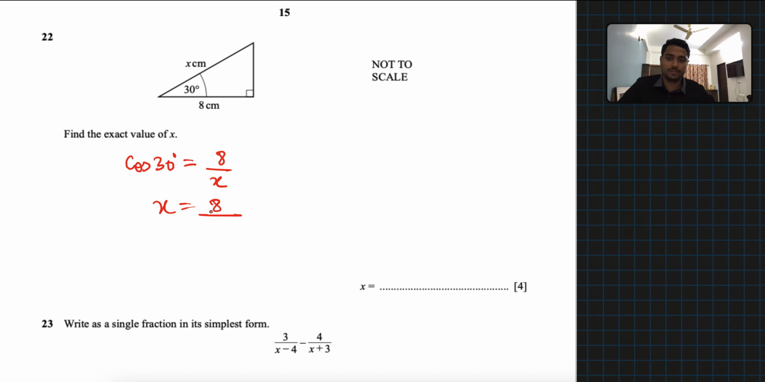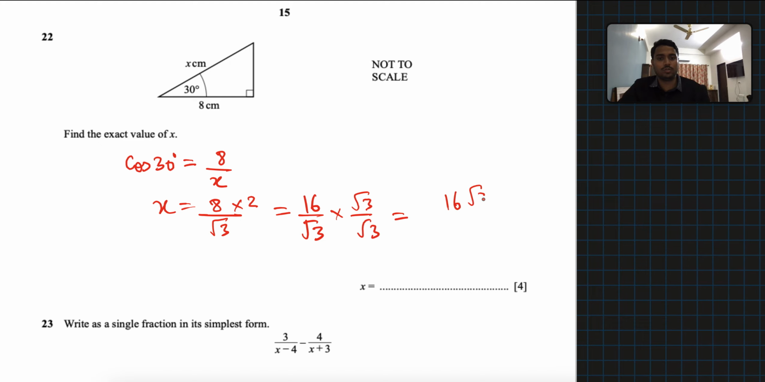30 is cos 30 degree. Cos 30 degree is root 3 by 2. So 2 will go in the numerator, you will get 16 over root 3. This is the answer. Or you can also just rationalize it, so multiplied by root 3, you will get 16 root 3 over 3. So that's the answer, 16 root 3 whole divided by 3.